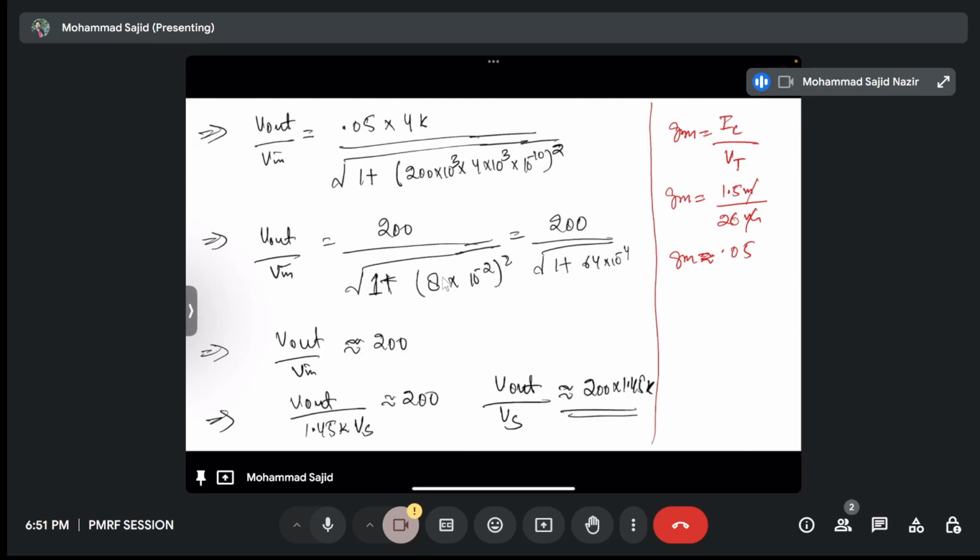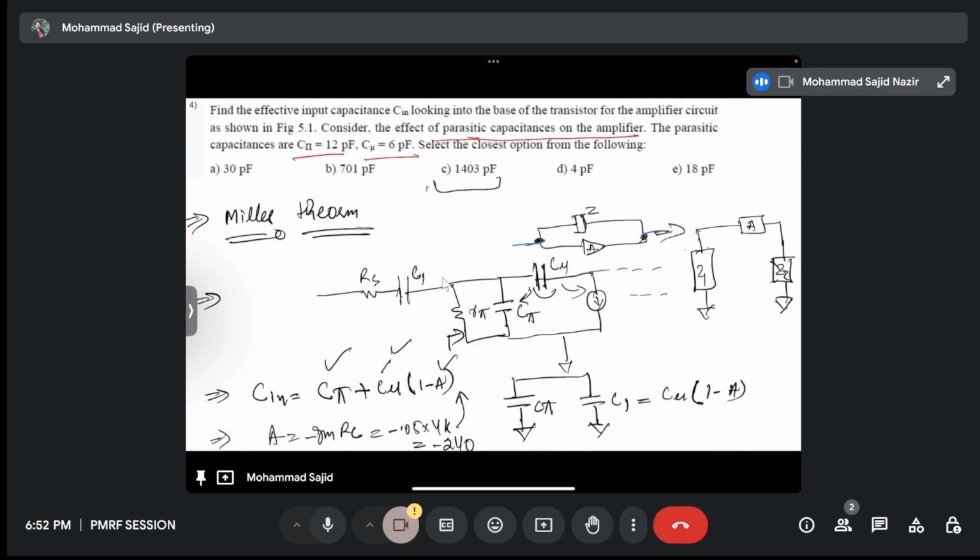So in this week, the important concept was Miller theorem. That is, if you have a circuit of this kind, where this is the amplifier of gain A, and you have a Z impedance connected from input to output node, what you can do is you can split that impedance in two parts, one at the input and one at the output. So that is given by Miller's theorem.